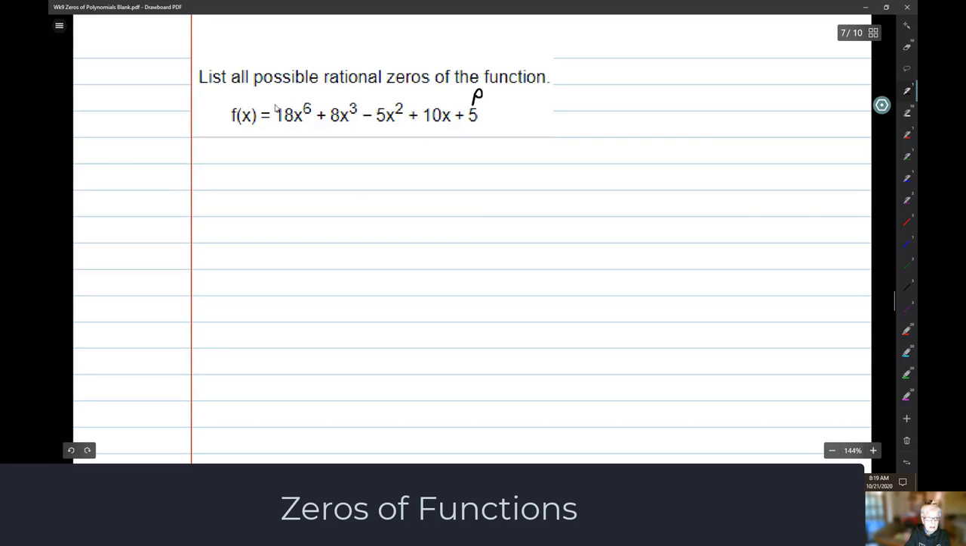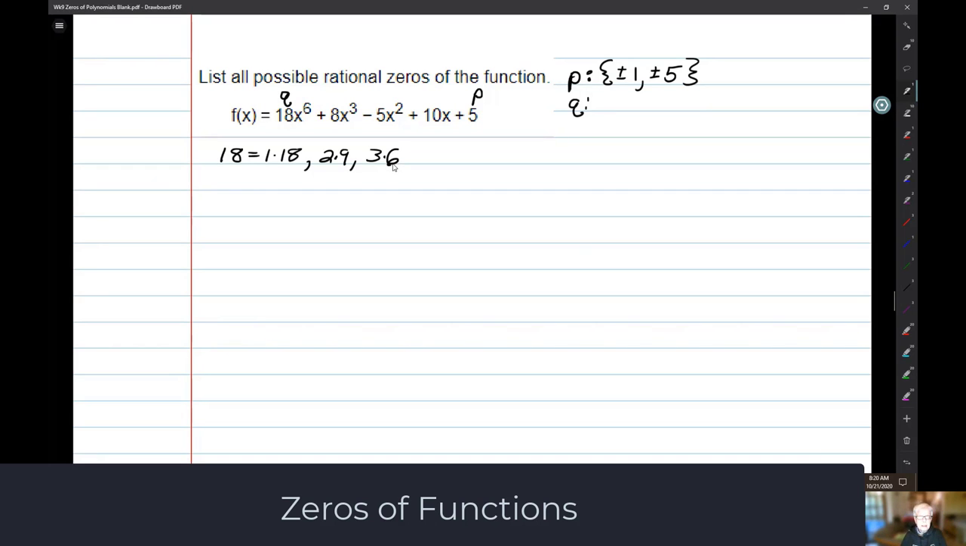Here's our P and here's our Q. All the factors of P are going to be plus or minus 1 and plus or minus 5. That's not hard. But 18, Q. Let's just kind of work that out over here. 18 equals 1 times 18, 2 times 9, 3 times 6. And then they start to repeat. They reverse and repeat.